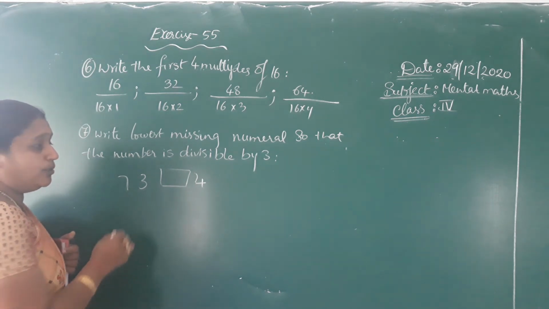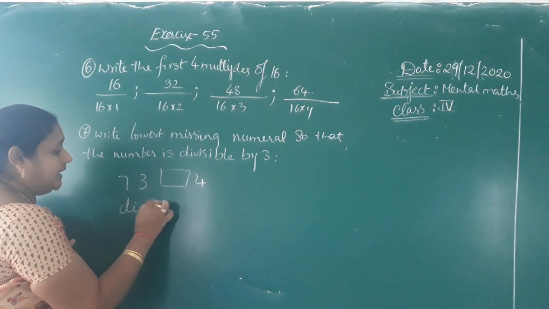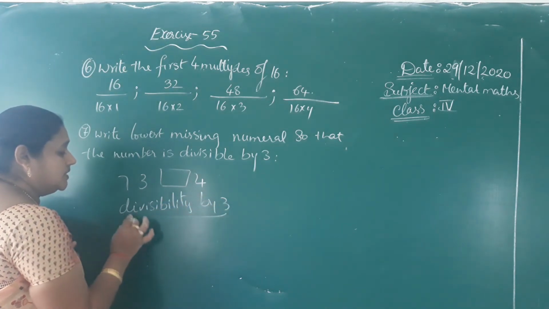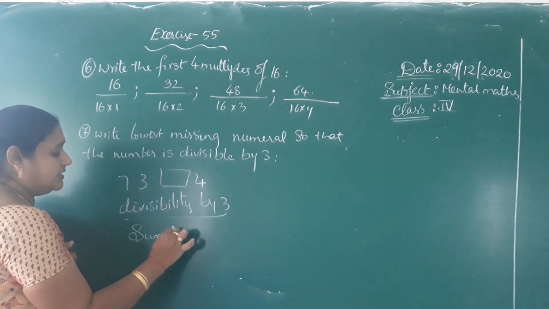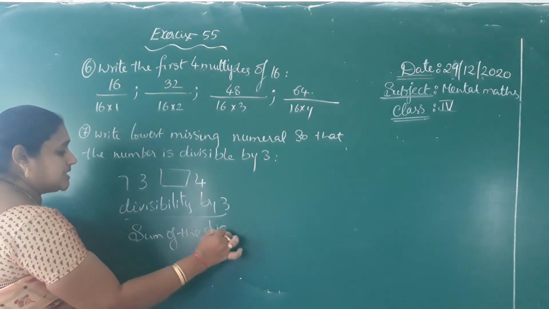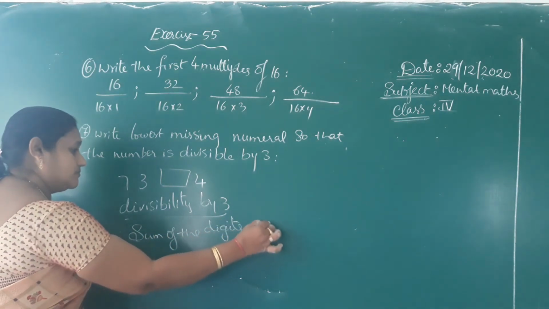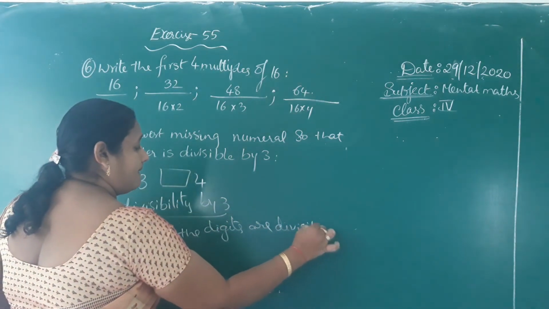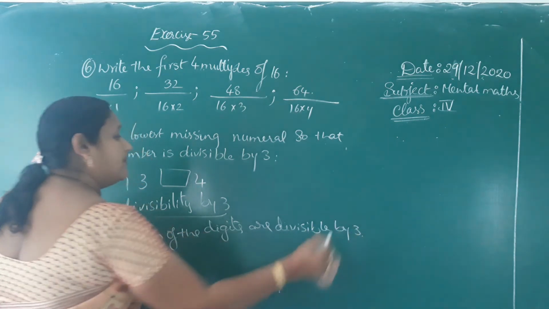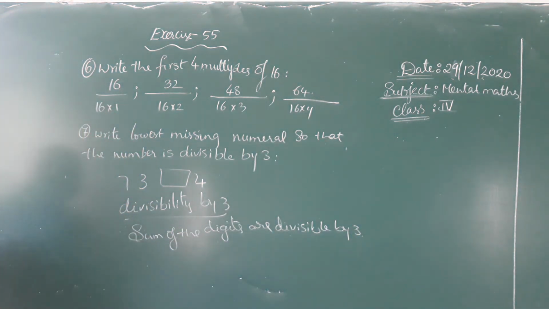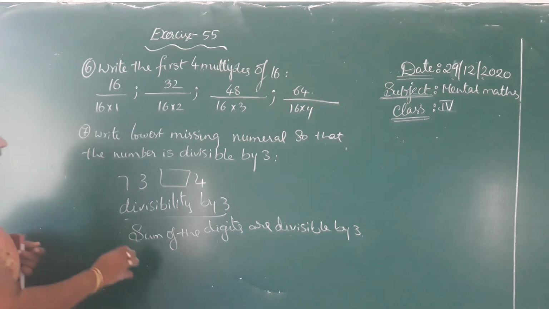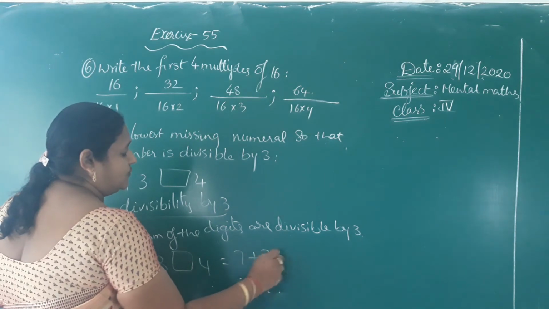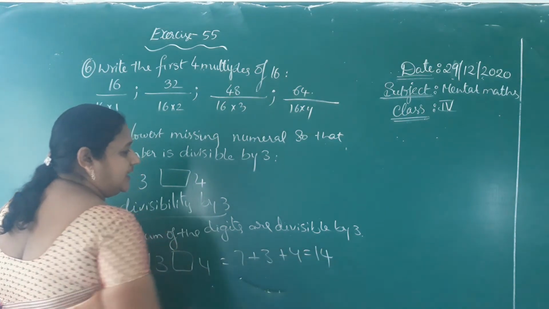What is the divisibility rule of 3? If the sum of the digits is divisible by 3, then the given number is divisible by 3. So what is the sum of the digits? 7 3 blank 4. In that, 7 plus 3 plus 4 is 14. It is not in the 3 table.